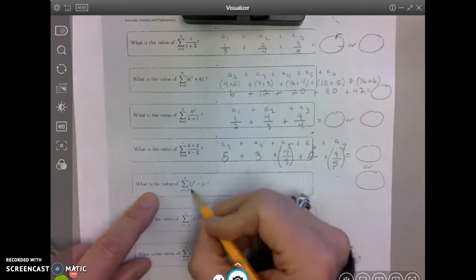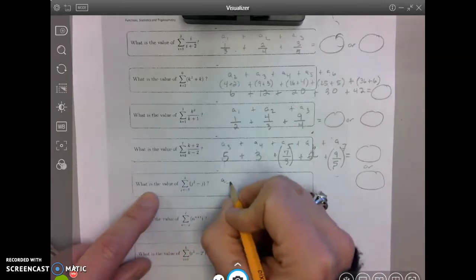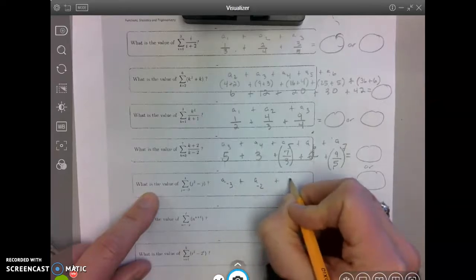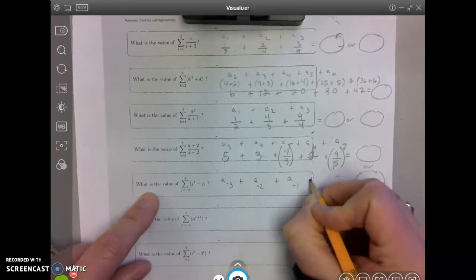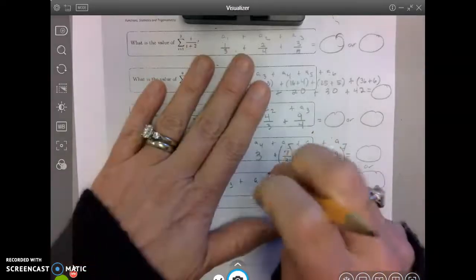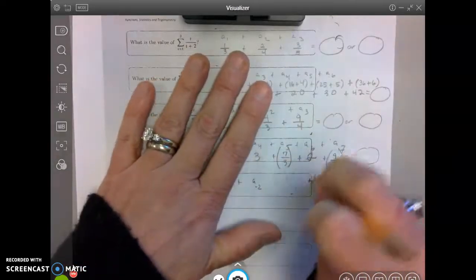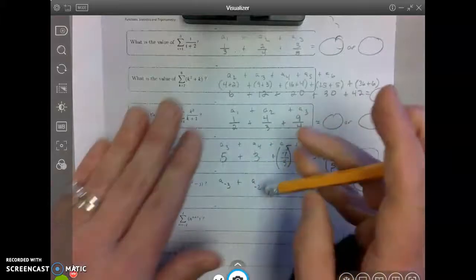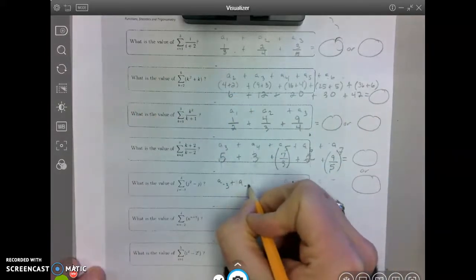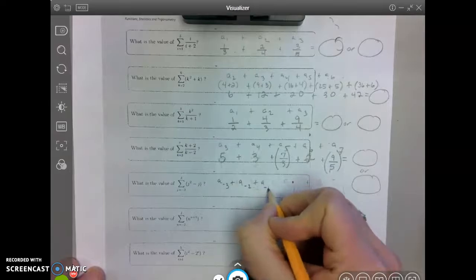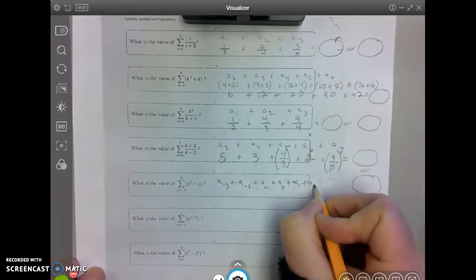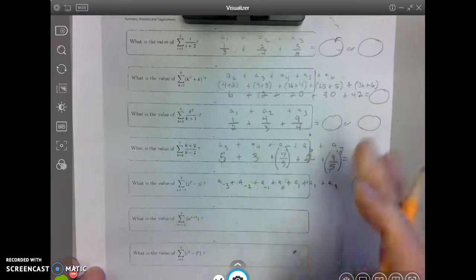It says from -3 to 3. So we're going to have a sub -3 plus a sub -2 plus a sub -1 plus a sub 0 plus a sub, maybe I need to put these a little closer together. Running out of room here. A sub -2, a sub -1, a sub 0, a sub 1, a sub 2, and a sub 3.